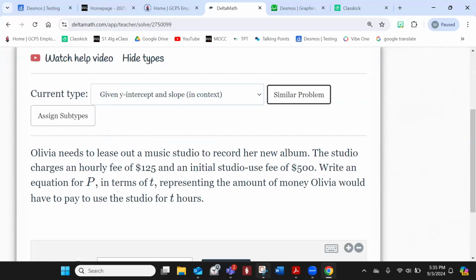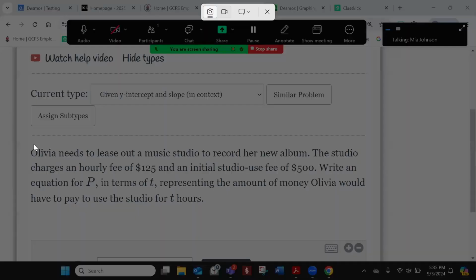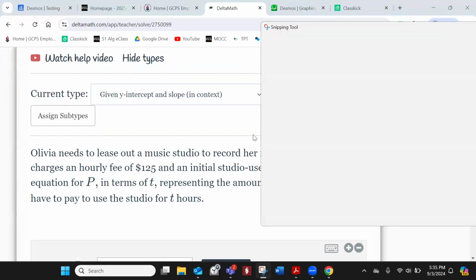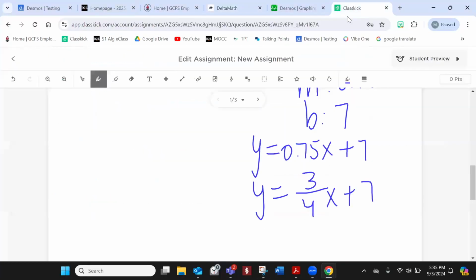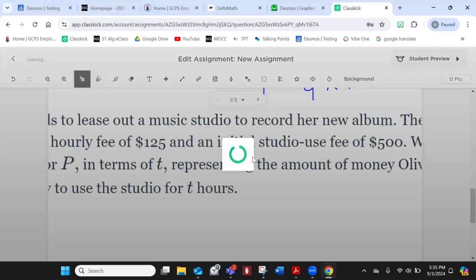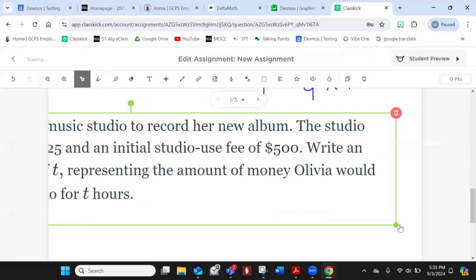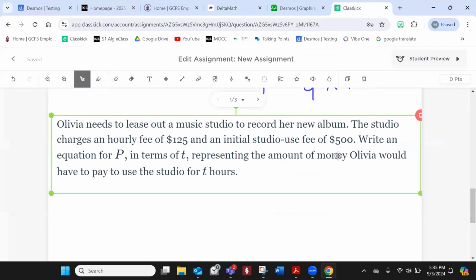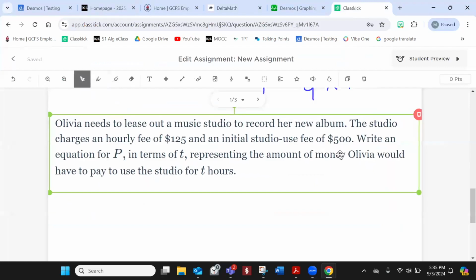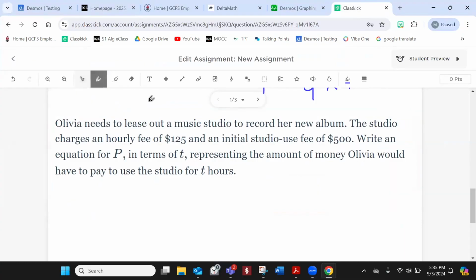Okay, let's do this one. Okay, so for this type of problem, we're doing the same thing. We've got to write the equation given the context. Same thing.